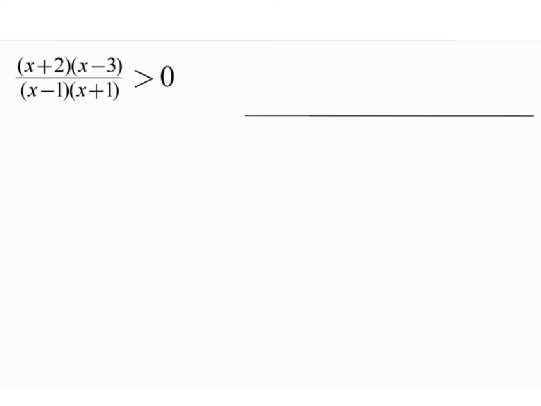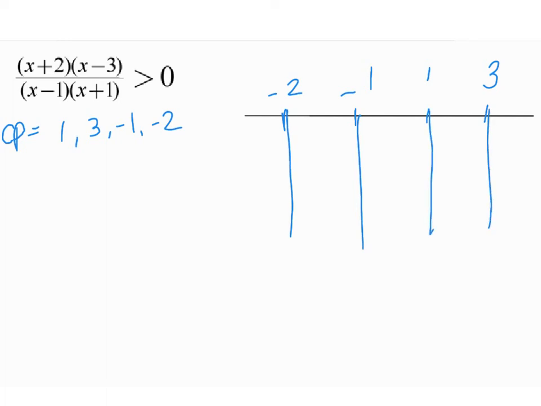I have one last example. If you feel comfortable, go ahead and move on. If you need another example, follow along with me. I am going to list off my critical points for the steps. So my critical points for this one are 1, 3, -1, -2. I'm going to write these in order: -2, -1, 1, and 3. I'm going to draw my lines straight down and list my factors that go with this. So x plus 2, x plus 1, x minus 1, x minus 3.